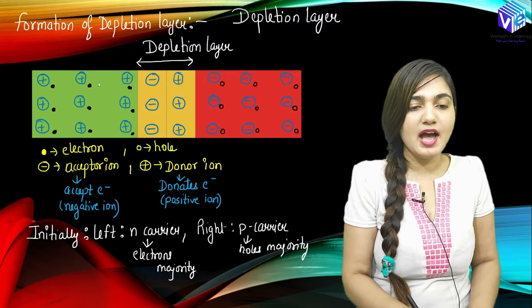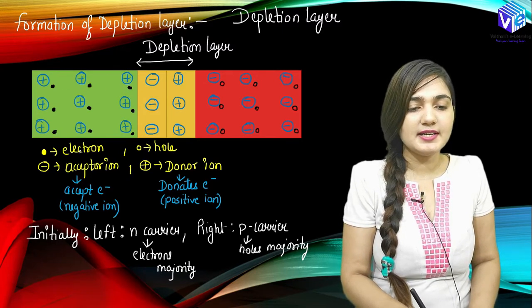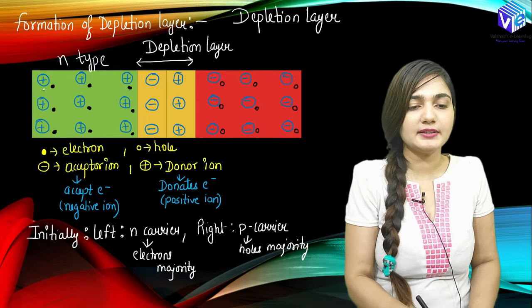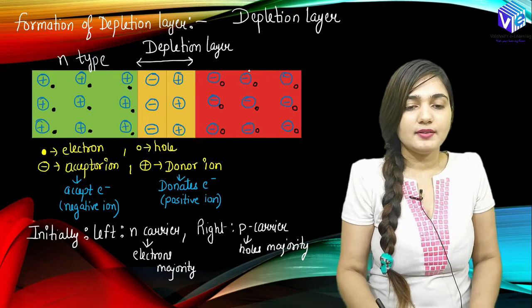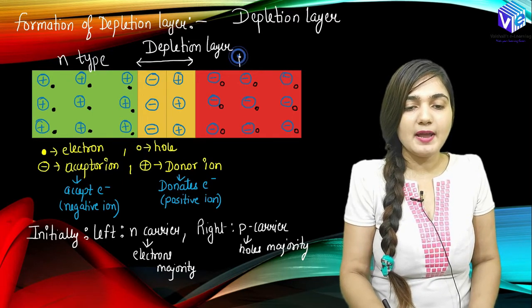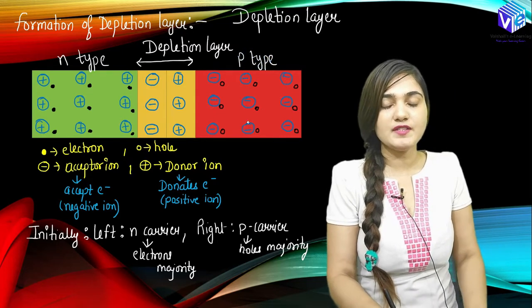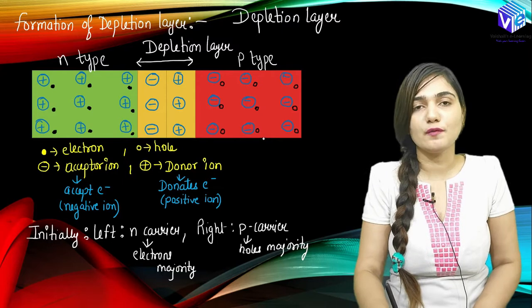Now here you can see we have more of electrons. So the dot is representing the electrons. So obviously this is N type of material, right? This is the N type of semiconductor which is represented by green. The red is representing the P type of semiconductor. Now why it is representing the P type of semiconductor? We have excess of holes over here, right?